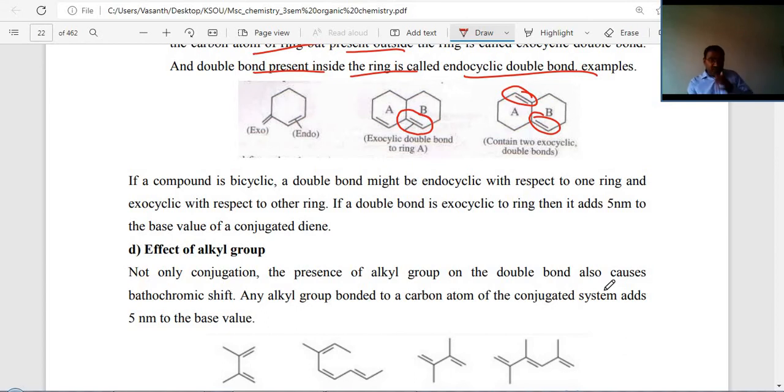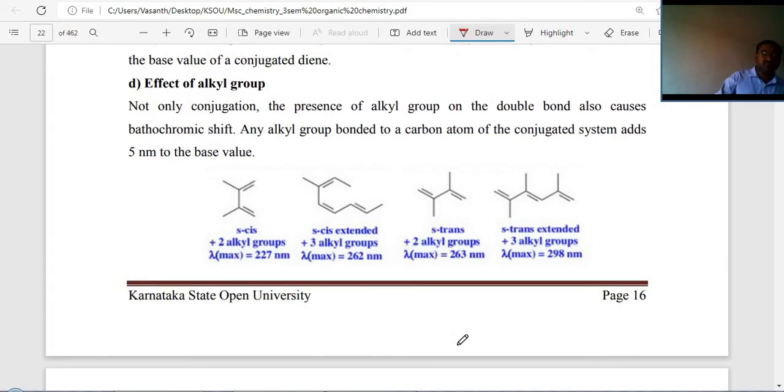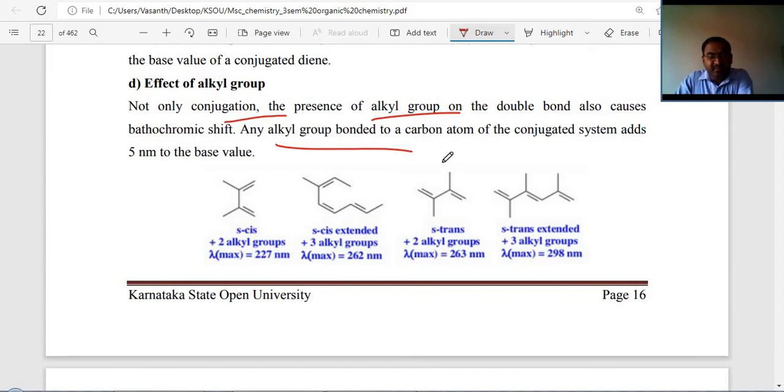The effect of alkyl groups. You should see here, not only conjugation, the presence of alkyl groups on the double bond also causes a bathochromic shift. Any alkyl group bonded to a carbon atom of the conjugated system adds 5 nanometers to the base value.